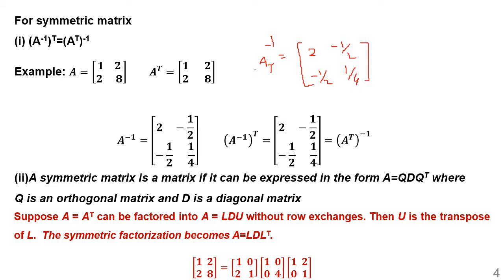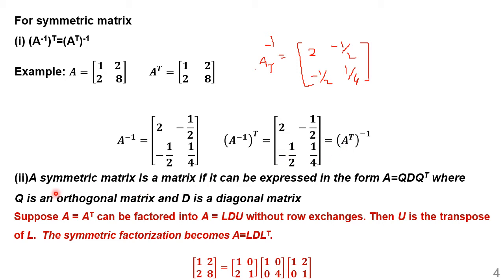Let me take the inverse of A, [1, 2; 2, 8]. A inverse we get as [2, minus half; minus half, 1 by 4]. When I take a transpose of this, we will see that it is equal to [2, minus half; minus half, 1 by 4], because the property of the symmetric matrix is that if A is a symmetric matrix, then A inverse is also going to be a symmetric matrix. Once A inverse is a symmetric matrix, we know that A inverse will be equal to A inverse transpose, and that will be equal to A transpose inverse.